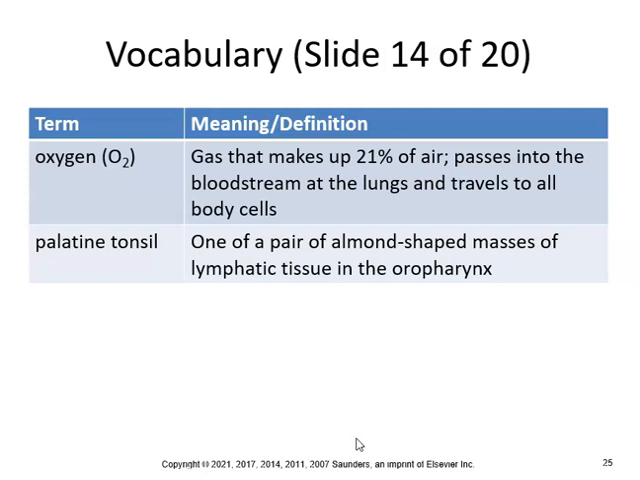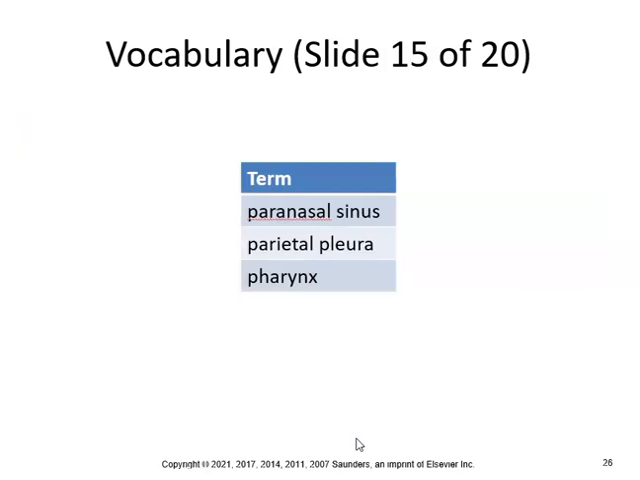The palatine tonsils, a pair of almond-shaped masses of lymphatic tissue in the oropharynx. And remember, the lymphatic system is about the immune system, and we haven't really talked about the lymphatic tissues as well, but they're really there to get all the toxins out of your body.